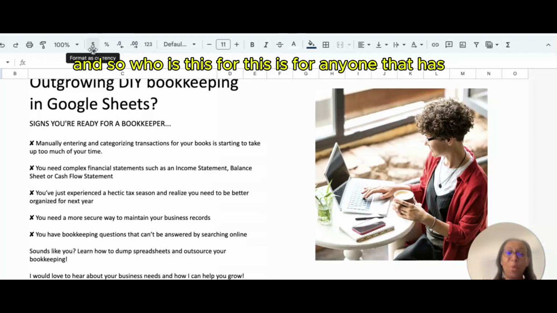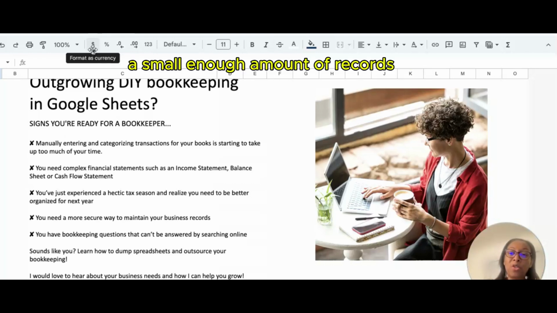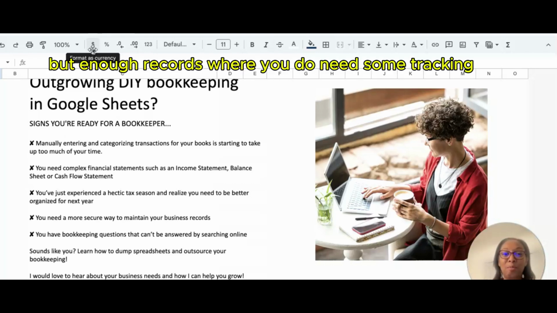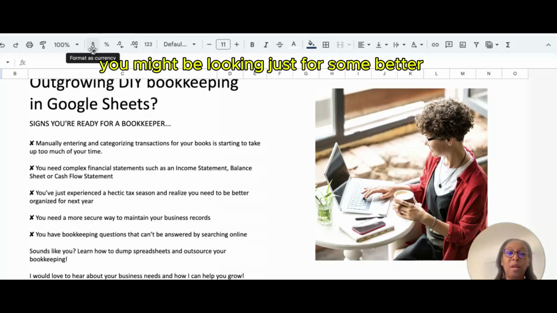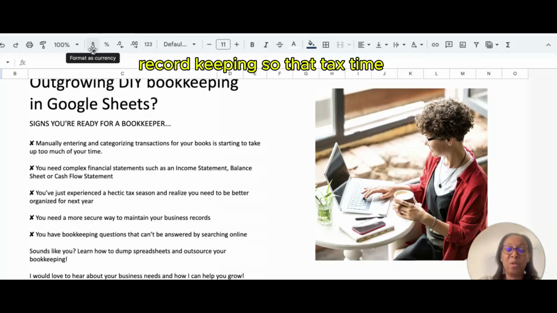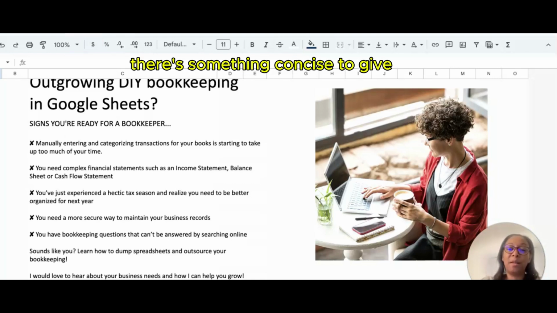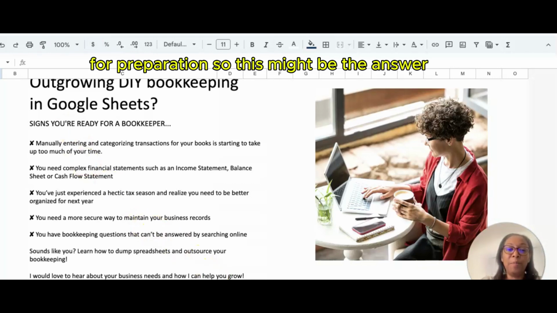And so, who is this for? This is for anyone that has a small enough amount of records, but enough records where you do need some tracking. You might want a financial statement. You might be looking just for some better record keeping so that at tax time there's something concise to give for preparation. And so, this might be the answer.